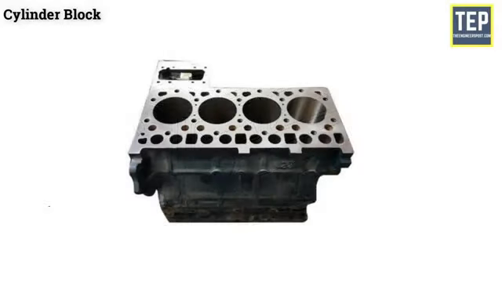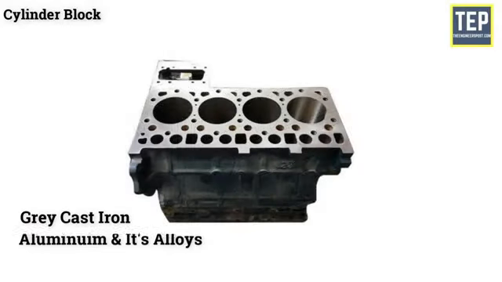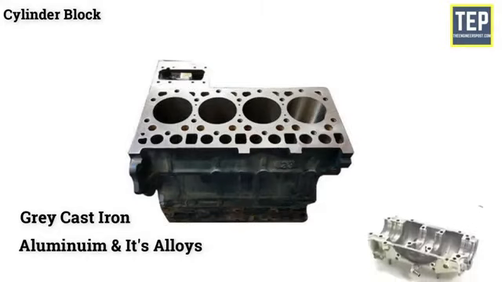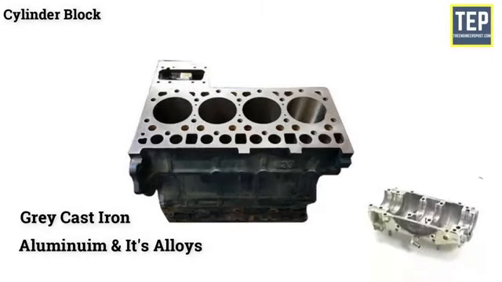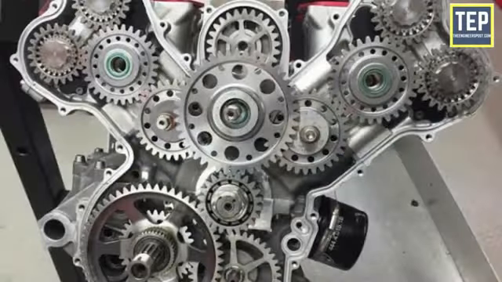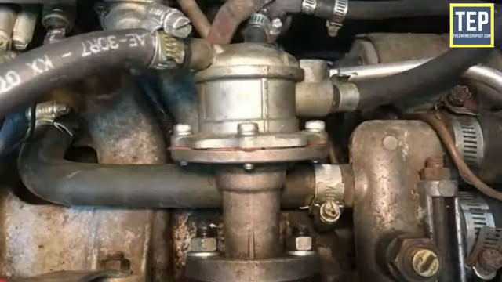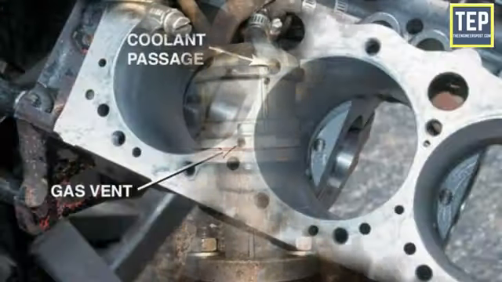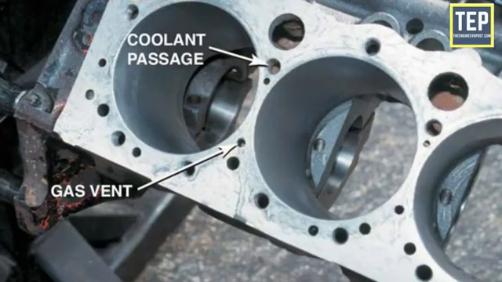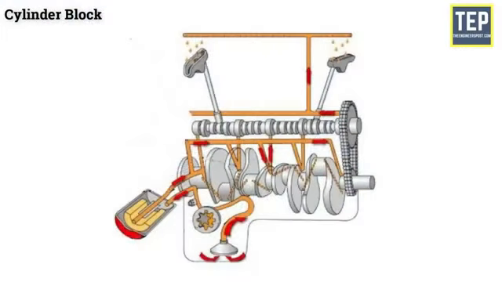The cylinder block is usually made of gray cast iron or aluminium and its alloys, while the crankcase is fixed to its bottom. Apart from these, other parts like timing gear, water pump, ignition distributor, flywheel, and fuel pump are also attached to it. Coolant passages are provided in the cylinder walls for the circulation of cooling water. The cylinder block also carries lubrication oil to various components through drilled passages, called oil galleries.